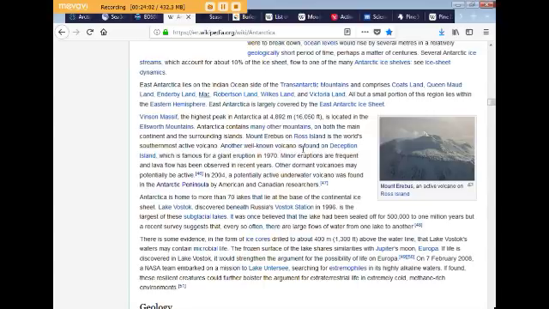Another well-known volcano is found on Deception Island, which is famous for a giant eruption in 1970. Minor eruptions are frequent, and lava flow has been observed in recent years. Other dormant volcanoes may potentially be active. In 2004, a potentially active underwater volcano was found in the Antarctic Peninsula by American and Canadian researchers.